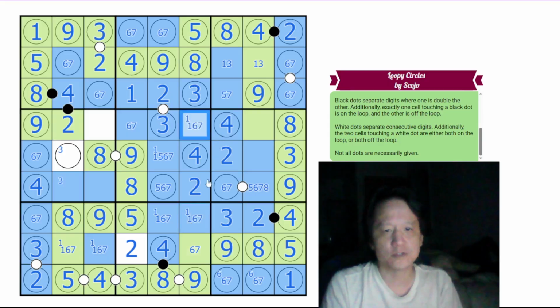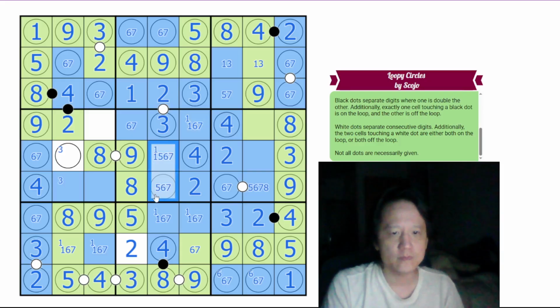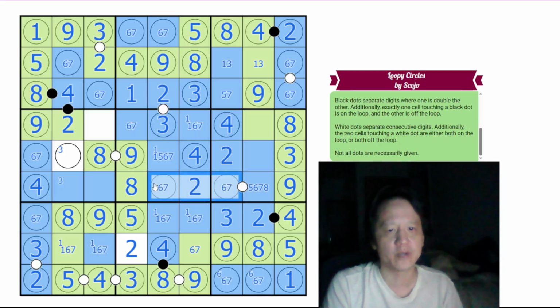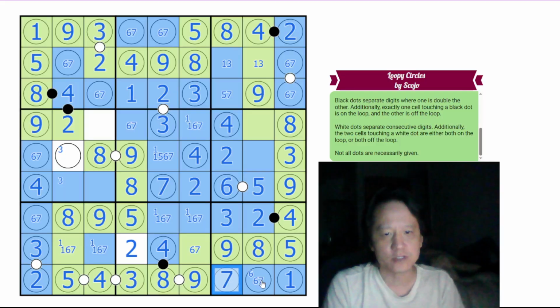This is 1, 6, or 7. 5 cannot be in a circle off the loop, so this is 6 or 7. We have a 6, 7, 6, 7 pair, which eliminates 6 and 7 in the rest of the row. This can't be 8 anymore, so this is 5. 5 is consecutive with 6, so that's 6. This is 7. 6 eliminates 6 here, so it's 7, which makes this 6. 7 eliminates 7 here, so it's 5.